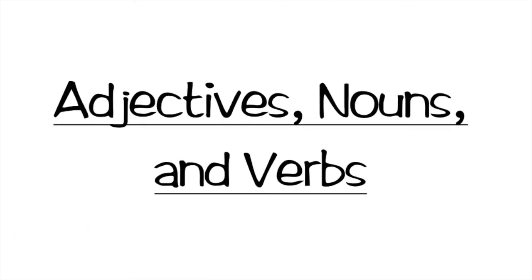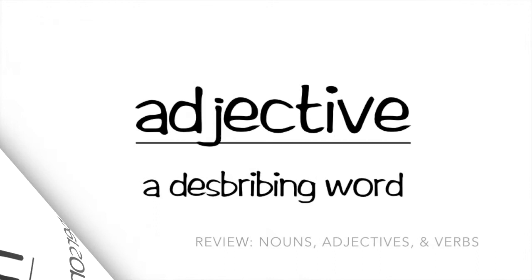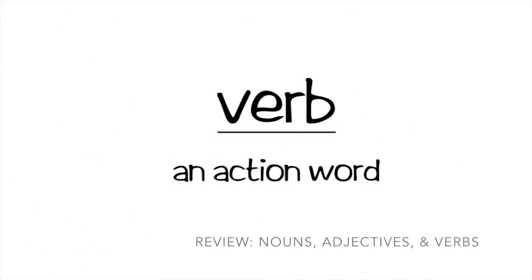Next, we have a review over adjectives, nouns, and verbs. A noun is a person, place, or thing. An adjective is a describing word. And a verb is an action word.